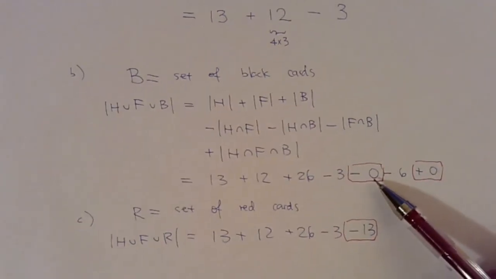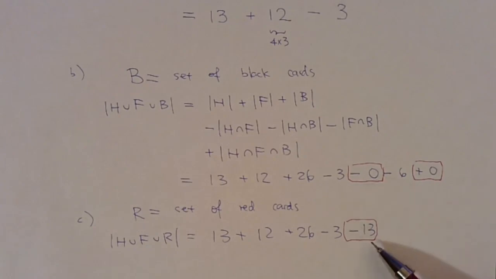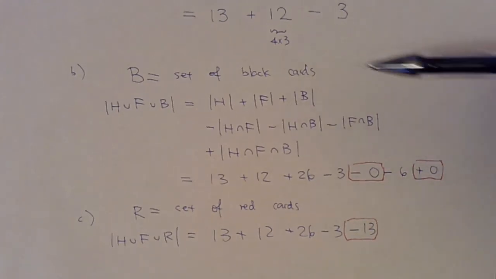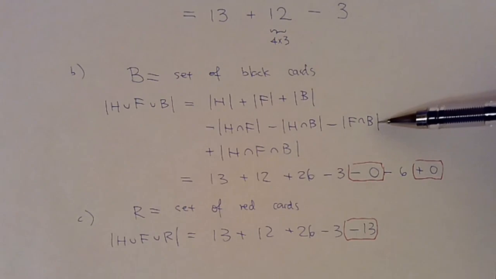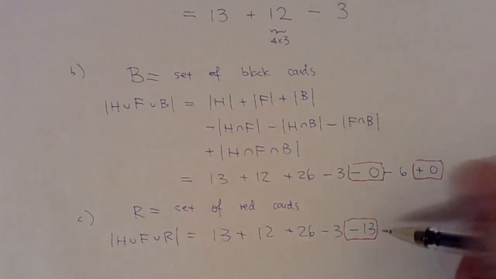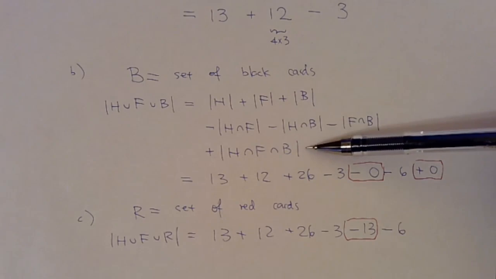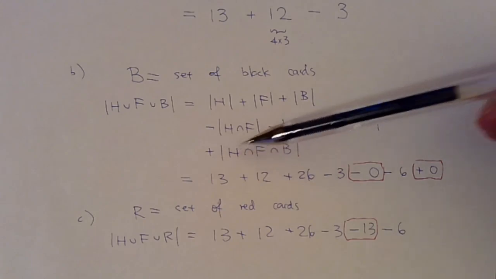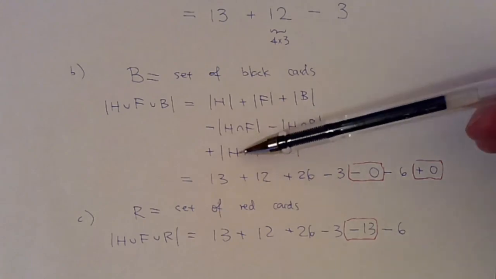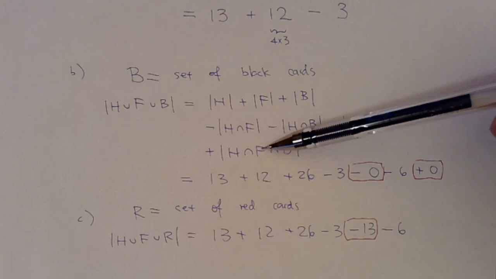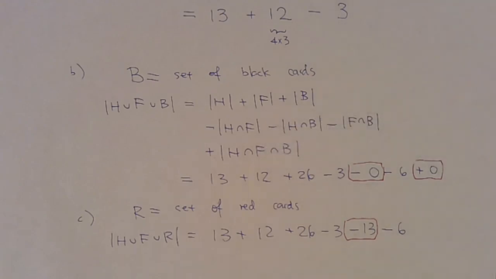Because here was heart and black. Here's heart and red. And then the next number is face card and black. Now we need face card and red. That doesn't change. And then finally, heart and face card and black turns into heart and face card and red. So what are heart, face card, and red? Well, you don't really need to say and red, right? Heart is already red. So just heart and face card. And we calculated that before. That's the minus 3 right there. So we have a plus 3.